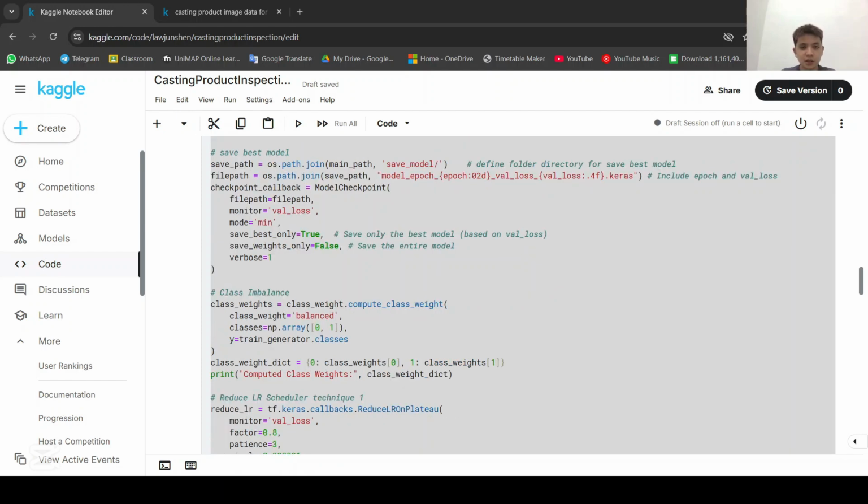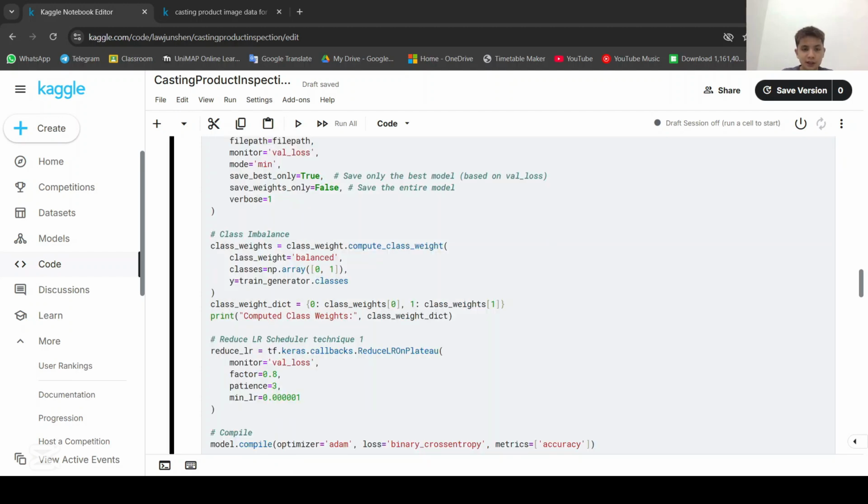The next callback technique is model checkpoint. We implement this to store the lowest validation loss model, to keep using in the future after the training process, to ensure the best model that we use has efficiency and accuracy. After the callback techniques, we declare a class weight. This computes the class weight dynamically since we have an imbalanced dataset. This prevents the model from being biased toward the majority class.